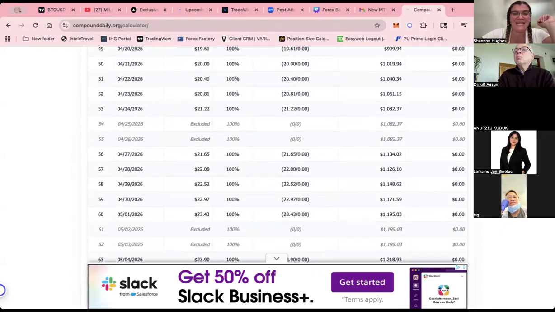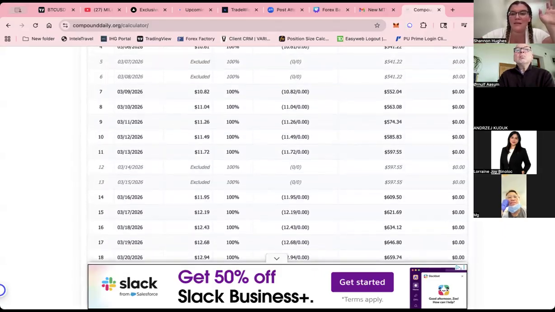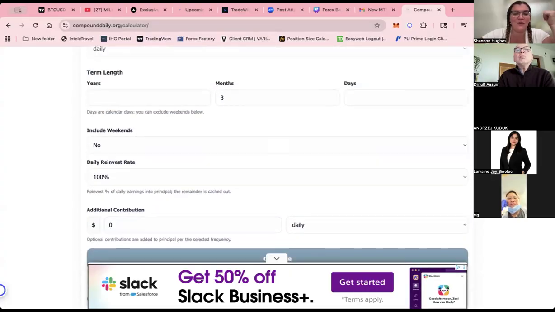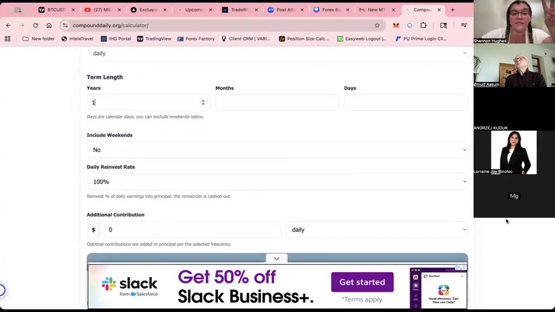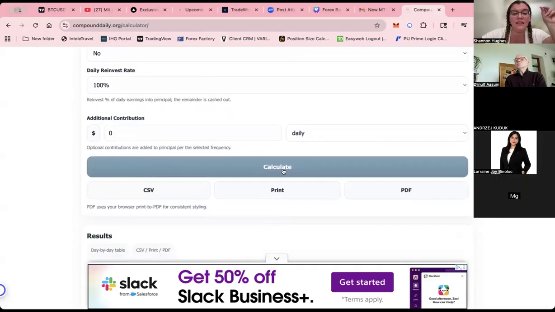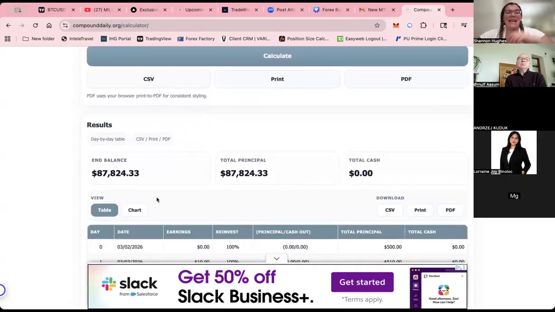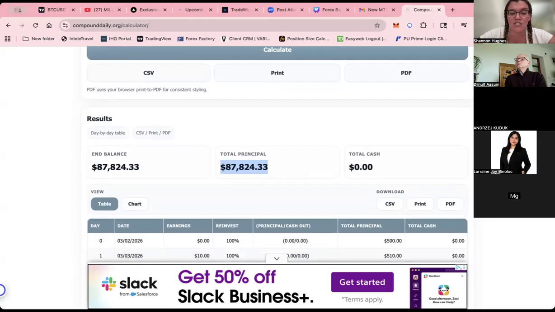But what if I continued? And this is where I hope, especially when it comes to psychology, some of you maybe get a little mindset shift. Let's say we didn't do this for 3 months. We actually did this for a whole year. 2% per day. We just repeat the same boring action every day. Let me calculate. Instead of $500, I could grow this to $87,000 in a year. I didn't add any more money. I didn't change anything. I just stayed consistent to 2% per day.